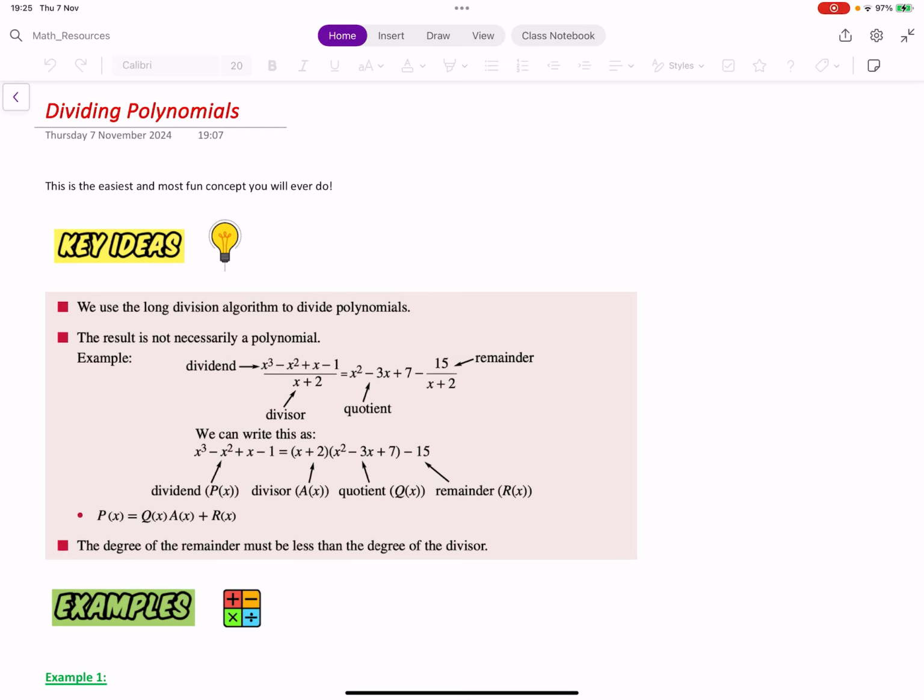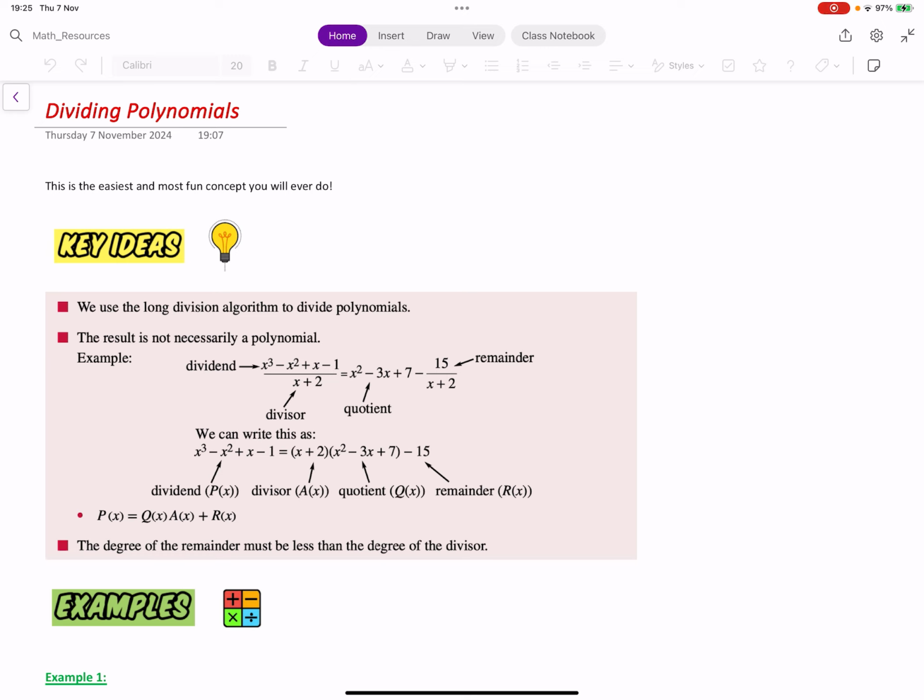Okay, today we're going to have a look at the division of polynomials. Now, the division of polynomials is a concept that you will use only in Mathematics Extension 1, and it's quite an interesting process that builds on our knowledge of long division from primary school. So we can use long division and an algorithm to divide polynomials.